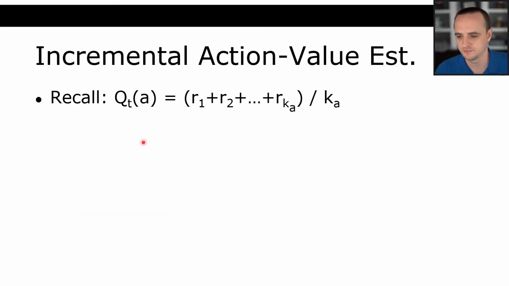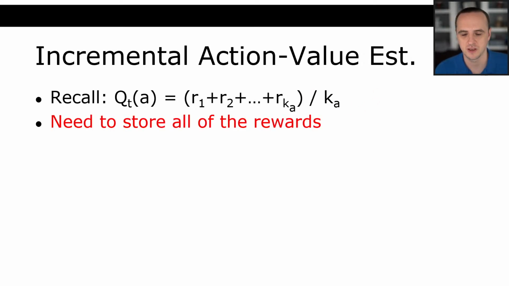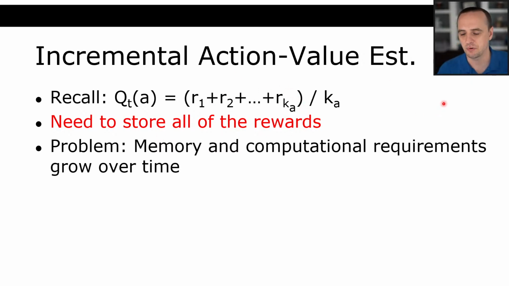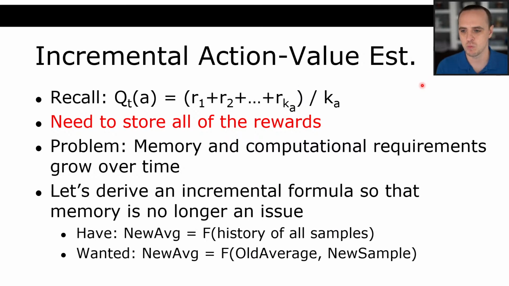So if we recall, our previous calculation for Qt of a, as I just said, involves summing all the rewards and then dividing that by the number of times we pulled a slot machine. The problem here is we need to store all the rewards, and that can get very cumbersome. And the main problem is that the memory and computational requirements grow over time. So if we're doing the first action, that's going to be almost instantaneous, but the millionth action, we're going to be adding up a million things, right? And so we don't want this to get slower and slower over time. So let's derive an incremental formula so that memory is no longer an issue.